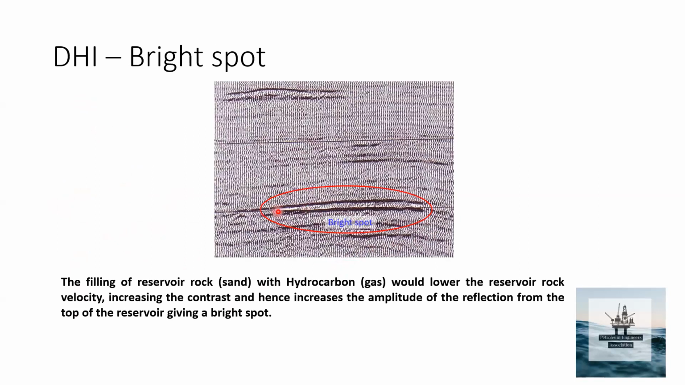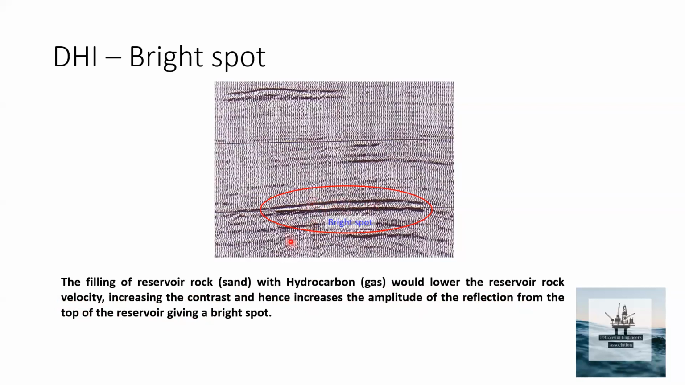An example for bright spot: the filling of the reservoir sand with hydrocarbon gas would lower the reservoir rock velocity, increase the contrast, and hence increase the amplitude of the reflection from the top of the reservoir, giving a bright spot. If you remember, on the first day, we talked about why we have trough and peak. Yeah, due to reflection coefficient and acoustic impedance.